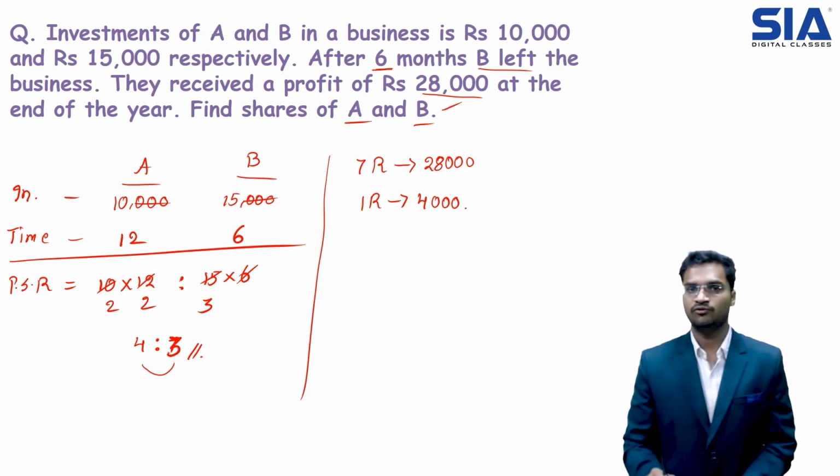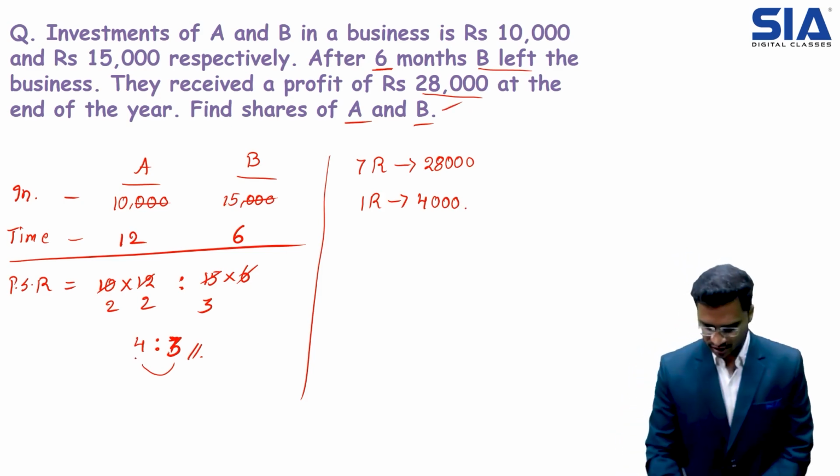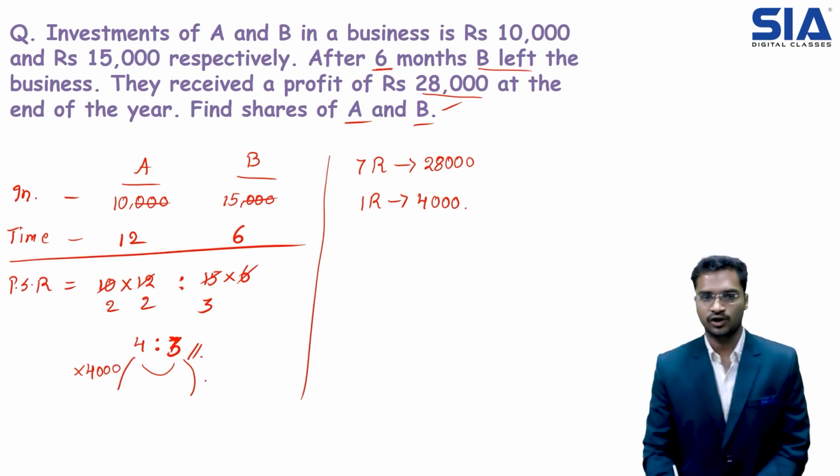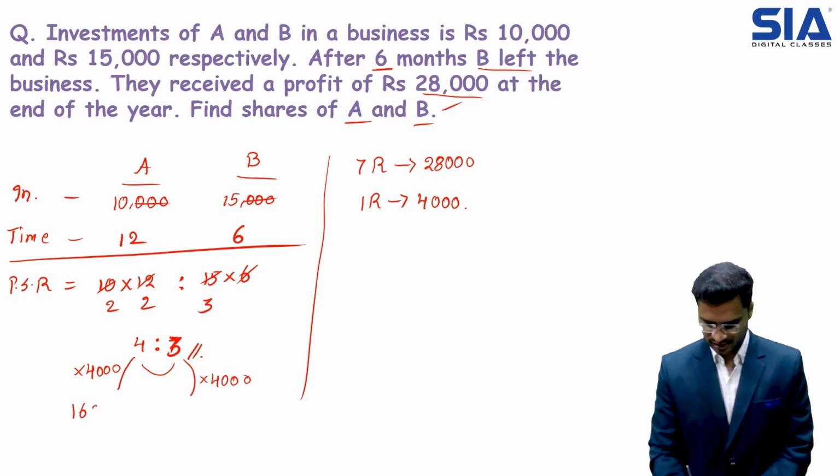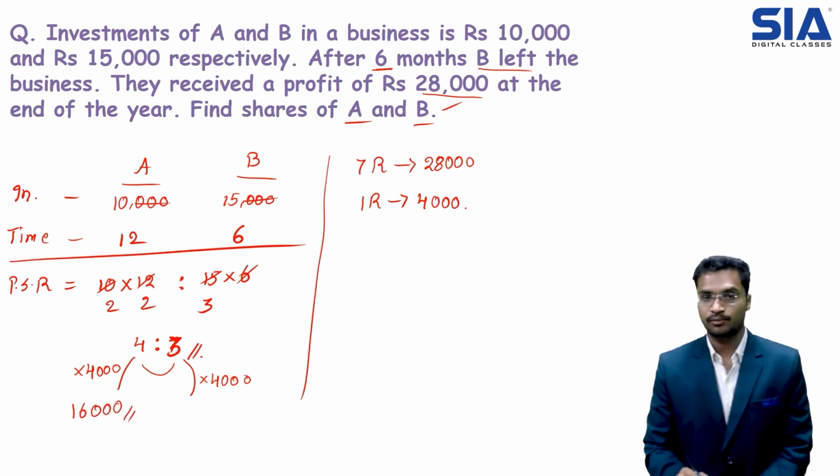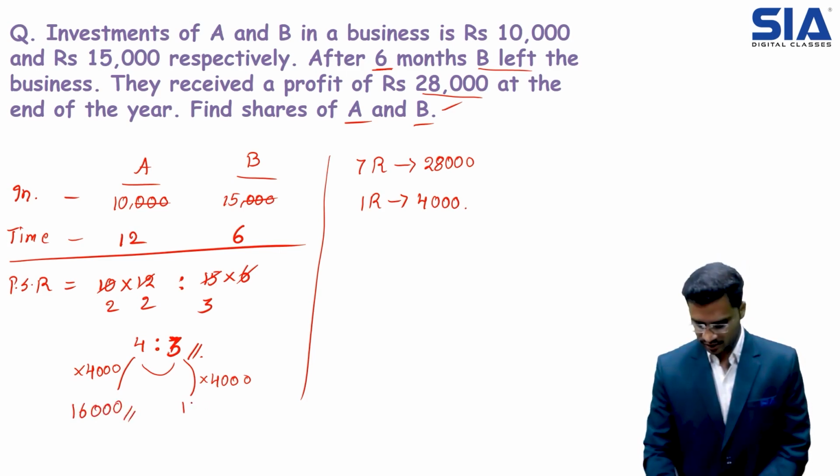We have to find what shares of A and B. The share of A is 4 ratio and the share of B is 3 ratio. What I have to do is simply multiply 4,000 to 4 and 4,000 to 3. So 4 fours are 16. So 16,000 is the profit of A and 12,000 is the profit of B. So this one is A and this one is B.